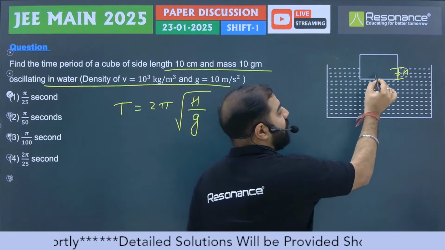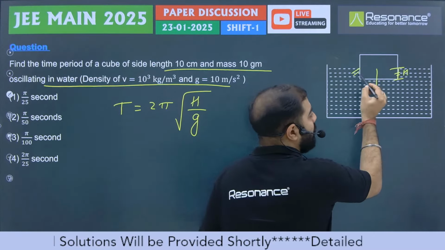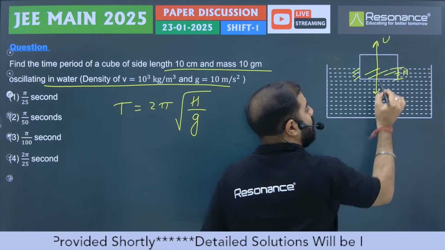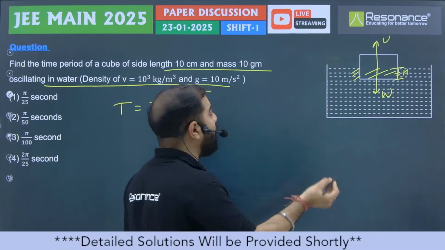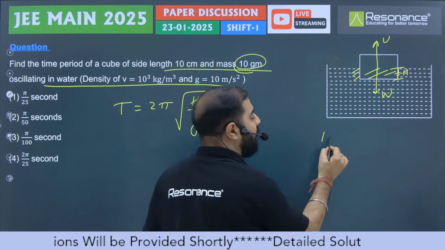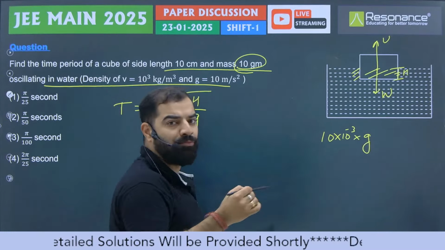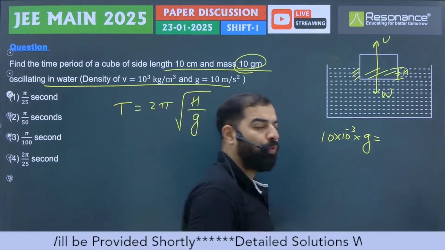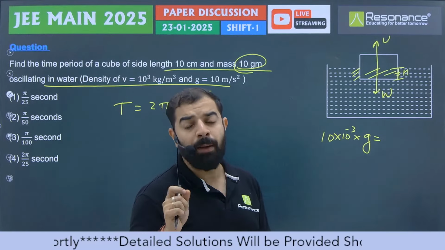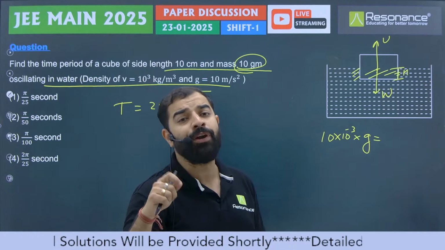We can understand that the weight of the body is balanced by the upthrust. Right? So what is the weight of the body? 10 gram mass, right? So we can write 10 into 10 to the power minus 3 into g. mg is equal to upthrust. Upthrust is equal to the weight of the fluid displaced.